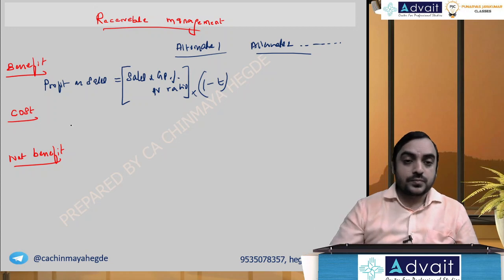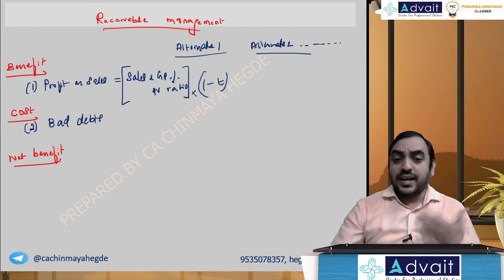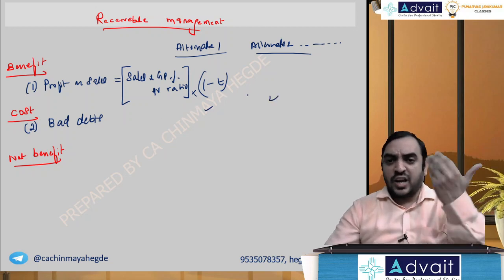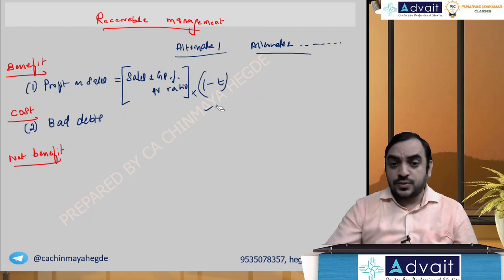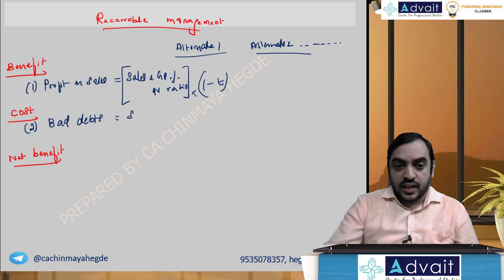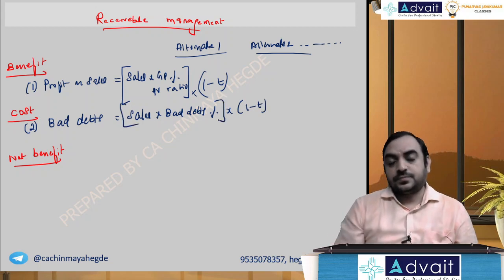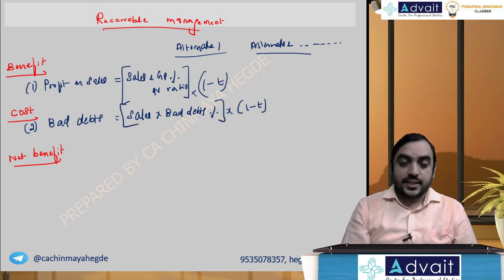And second, cost, obviously bad debts. This I'll just call it as 1. This I'll call it as 2. Bad debts, when you have more sales, you will have more bad debts as a percentage of sales. Sometimes it might be fixed, sometimes they'll give you a percentage. So bad debts you're going to calculate as sales into bad debts percentage. And here also, if tax information is there, you multiply it by 1 minus T.